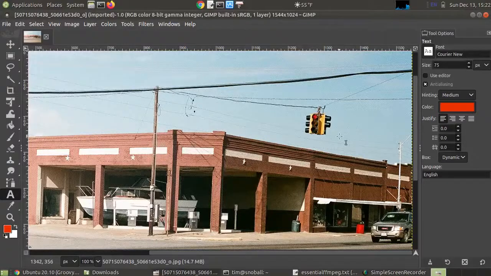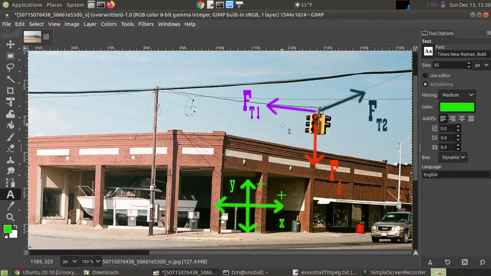Here's a traffic light suspended on a wire over a street. I'd like you to pause the video for a second and sketch a free body diagram for this traffic light. Anyway, I hope this free body diagram is close to what you came up with.